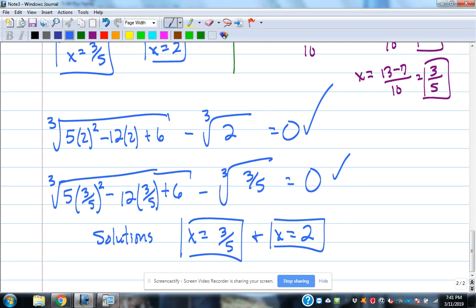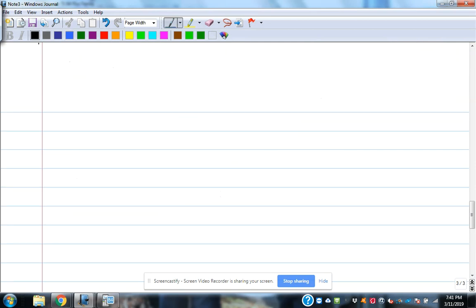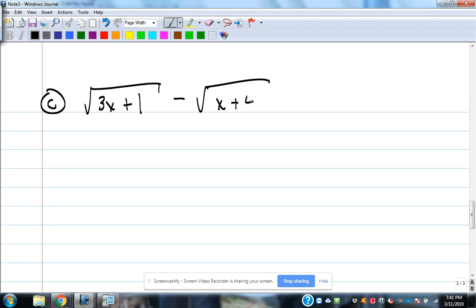All right. Let's do a tough one. It's a little harder. Let's see. Square root 3x plus 1 minus the square root of x plus 4 equals positive 1. So I'm putting a different number over there instead of just a 0, so that it's a little bit more interesting.